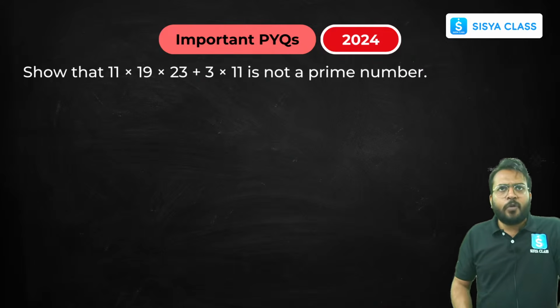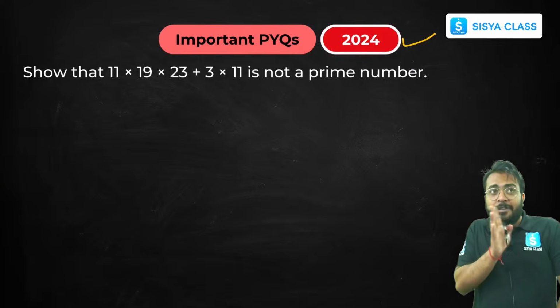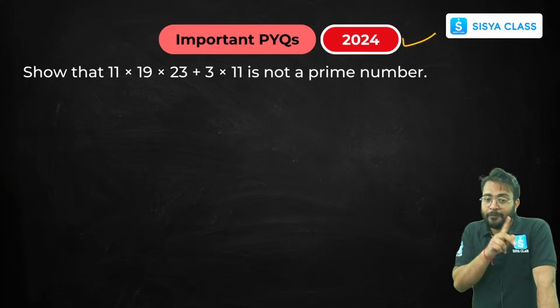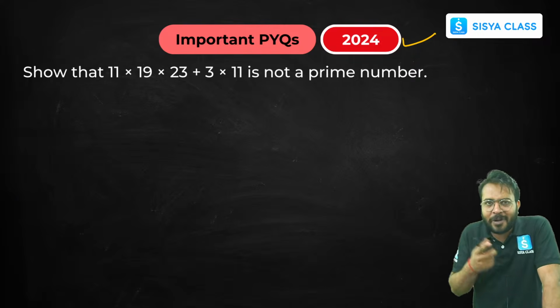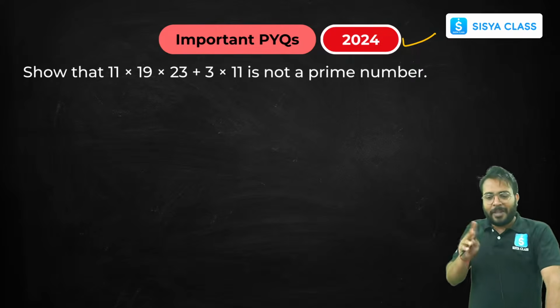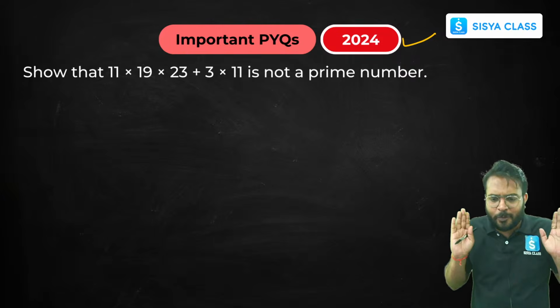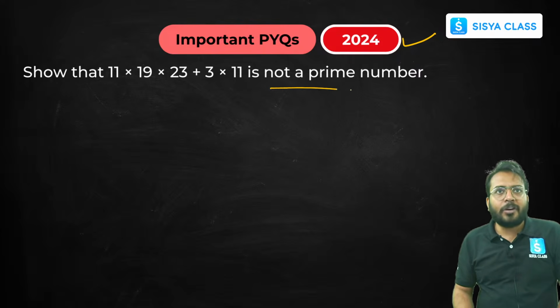One more question, it has been asked in 2024. See this type of question, we have already seen this pattern. In the example question itself we have seen that we had to prove that it is a composite number. Here we have to prove that it is not a prime number. If it is not a prime number, then definitely it is going to be a composite number. Same thing, just they have changed the language.